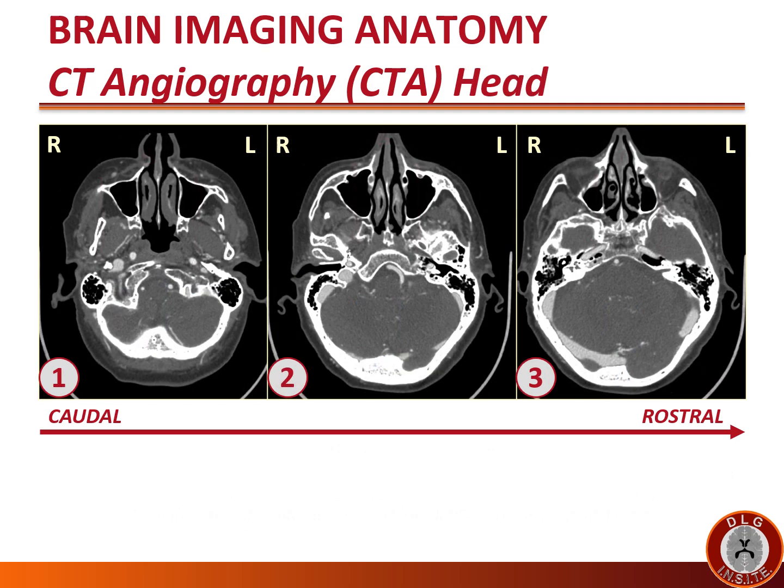Proceeding more rostrally, we now have three CT angiography or CTA head images. Can you identify the major arteries in these images before viewing them with labels attached? Are you able to identify the arteries labeled A, B, C, and D?